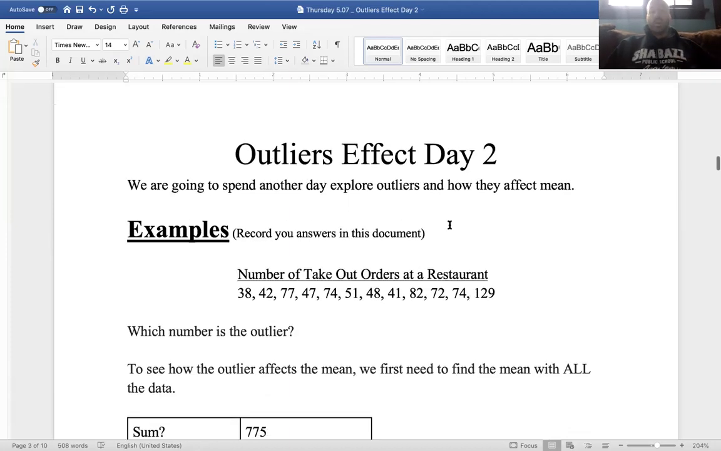All right, another day at Outliers. We're going to find the mean with all the data. We're going to take the outlier out. We're going to find the mean without the outlier, and then we're going to compare the two numbers.